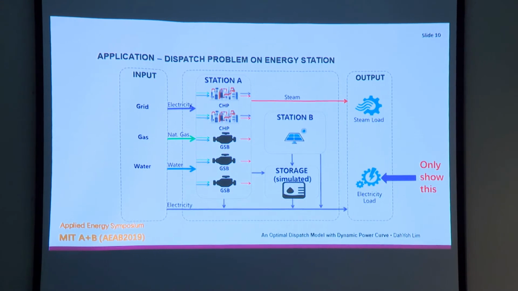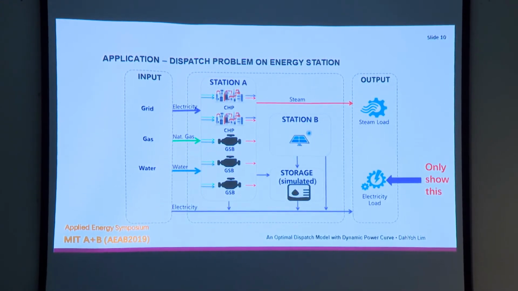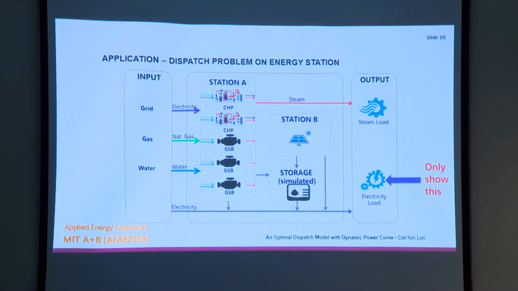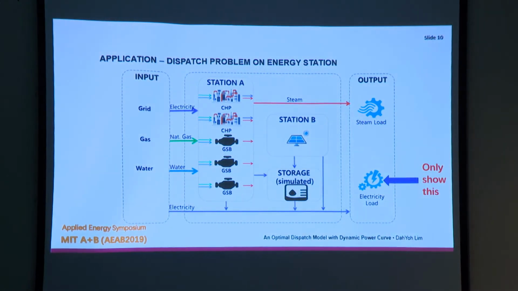And here's the application. So we want to solve the dispatch problem on real energy stations. Unfortunately, our real energy stations are not as diverse as we would like, the so-called integrated energy stations. So what we did here was to combine real data from one of our stations, anonymized as station A, and then another PV station anonymized as station B. And we also might have a set of simulated storage batteries in between. So that's your A plus B. I think that's why we were accepted here.